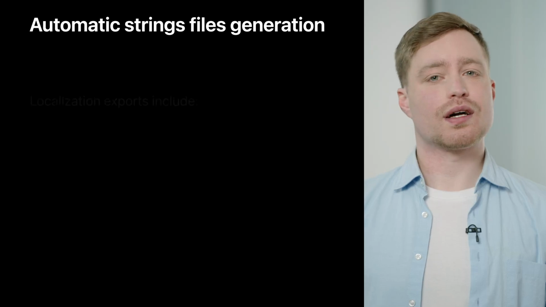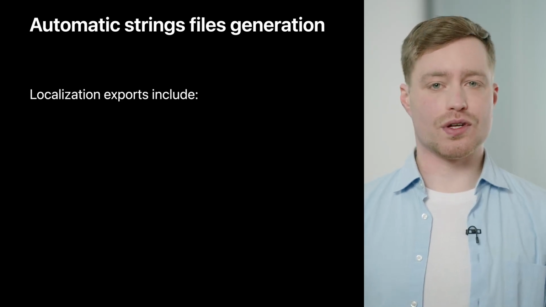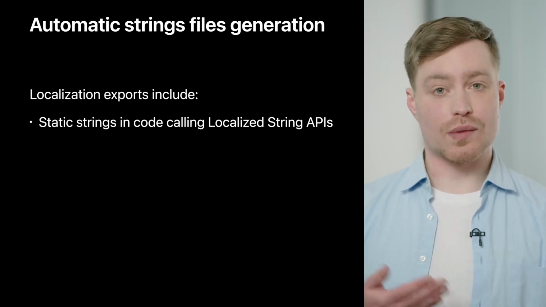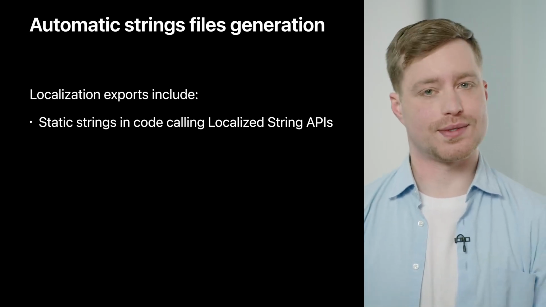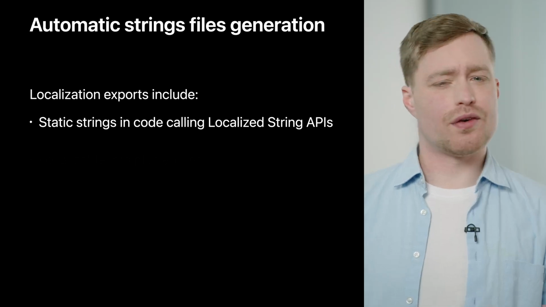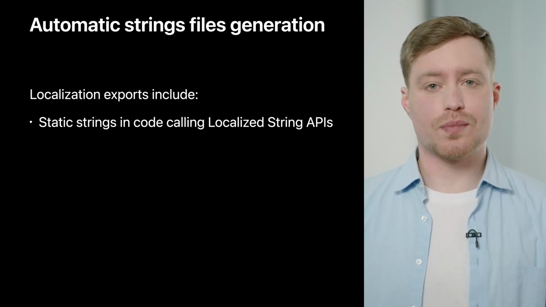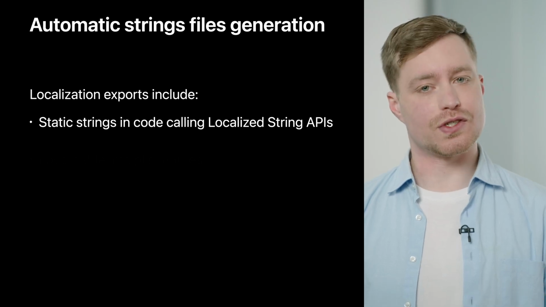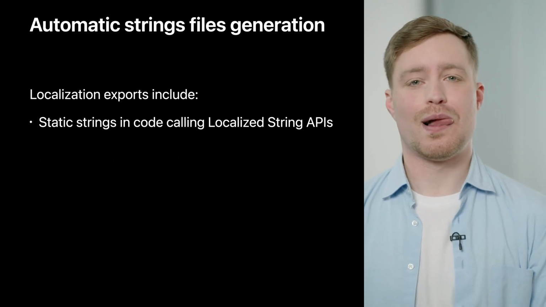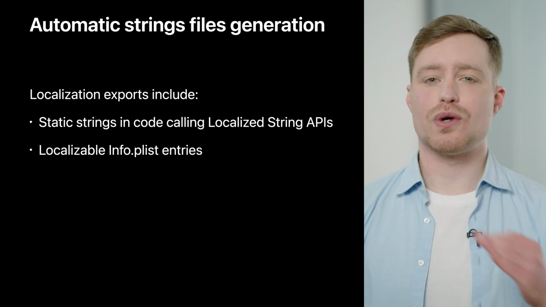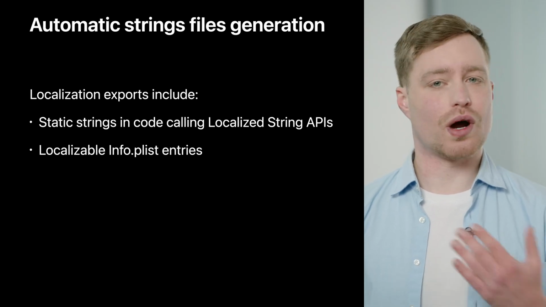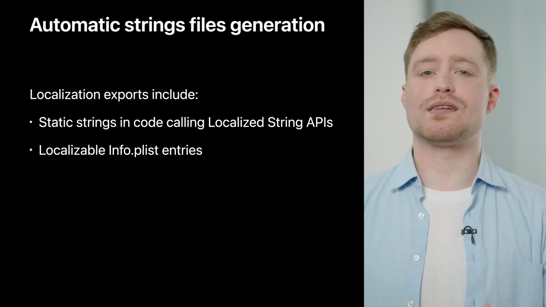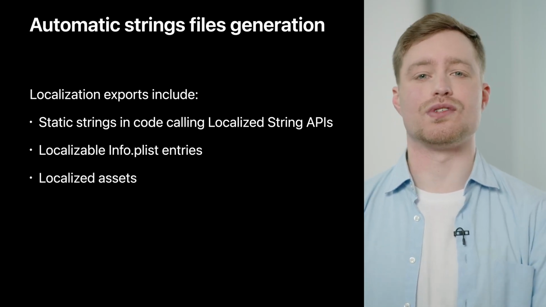Xcode will detect and extract text from the Swift and Foundation methods we've seen earlier. Please be aware, if you have custom code that wraps those APIs, this will not work by default. You shouldn't have to use a method or a macro usually, but if you really need to, you can add them to your build settings under localized strings macro names. For the rest, Xcode will extract for localization your app name and privacy descriptions defined in Info.plist. And in general, all assets marked as localized in Xcode's inspector.